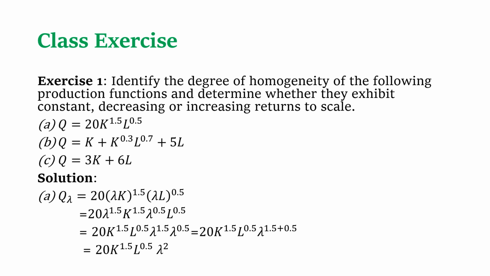So let's look at the first exercise here. It says identify the degree of homogeneity of the following production functions and determine whether they exhibit constant, decreasing or increasing returns to scale. Now, let's look at the first question here, which says the production function is given as 20 K to the 1.5 L to the 0.5. So how do we determine the degree of homogeneity here?